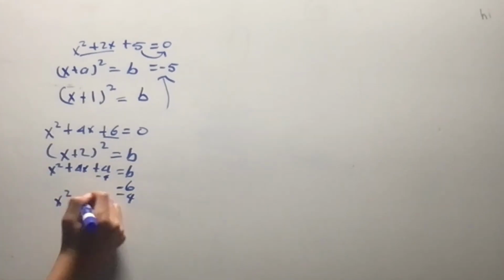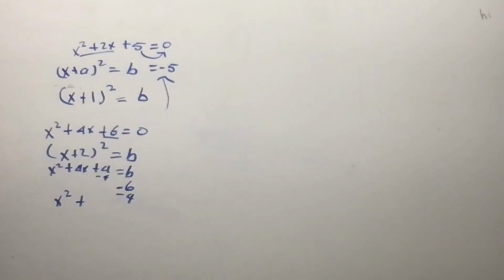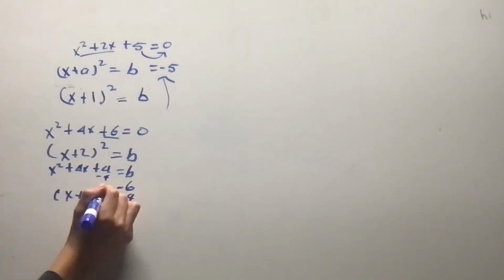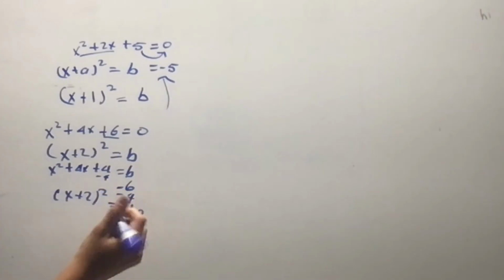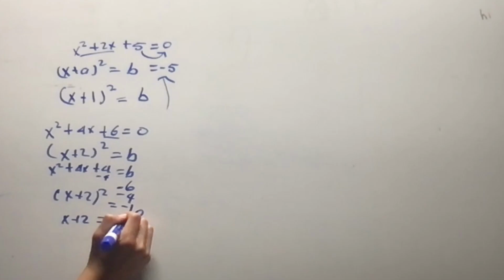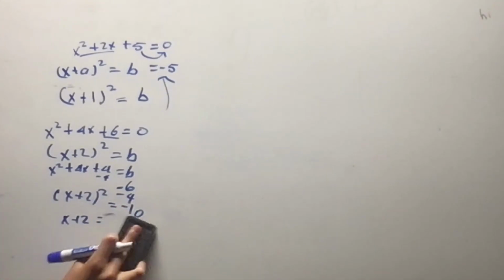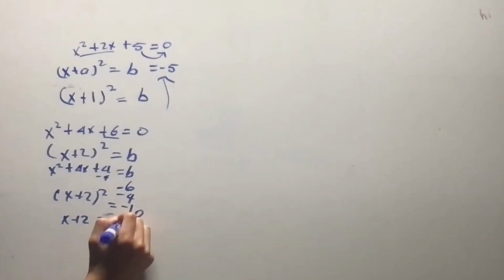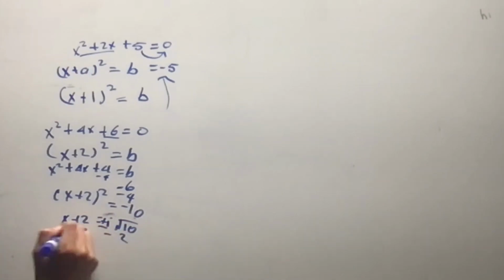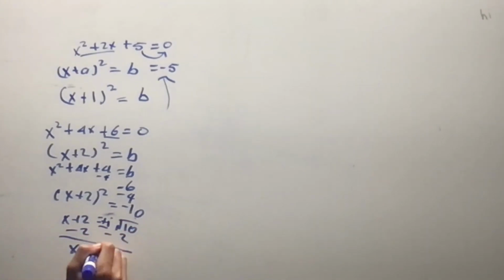Therefore, we get x plus 2 squared equals -10. We square root both sides to get x plus 2 equals i square root 10 plus minus, and then we subtract 2 from both sides to get x equals -2 plus minus i square root 10.